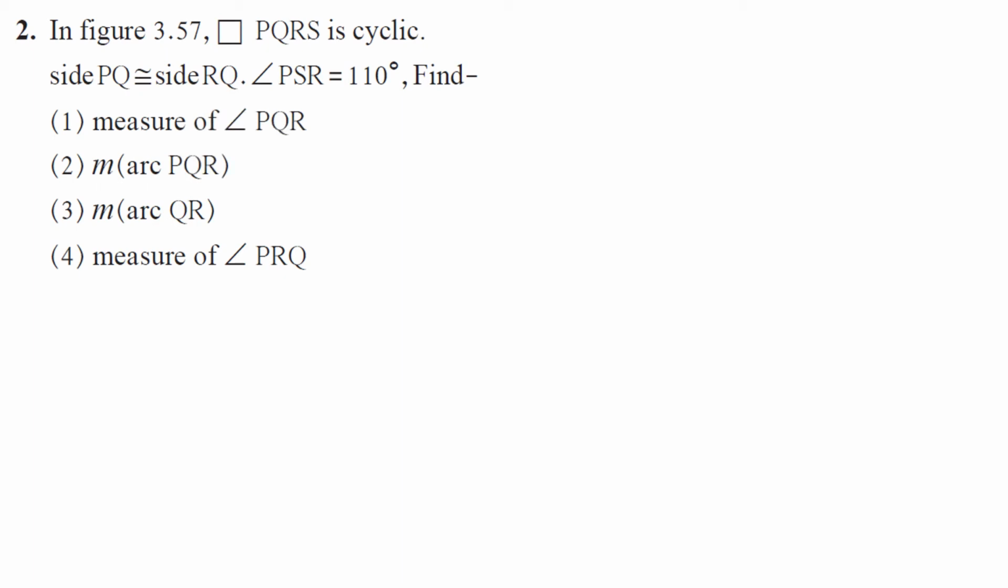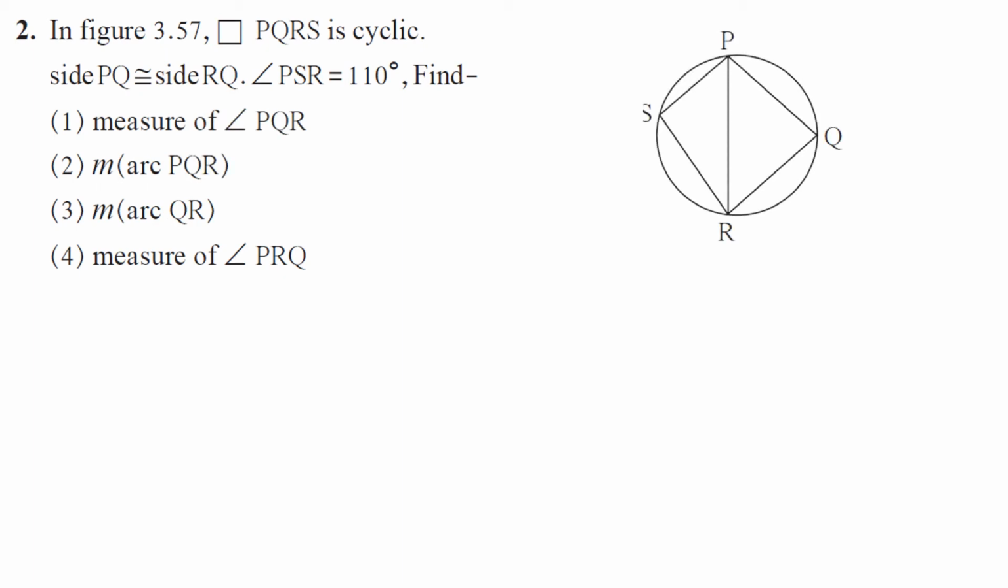Then, example number 2. In the figure, quadrilateral PQRS is cyclic. Side PQ is congruent to side RQ. Angle PSR, that is this angle, is equal to 110 degrees. Find first measure of angle PQR, this angle, measure of arc PQR, this arc, measure of arc QR, this small arc, and measure of angle PRQ, that is this angle. Okay. Now solution.